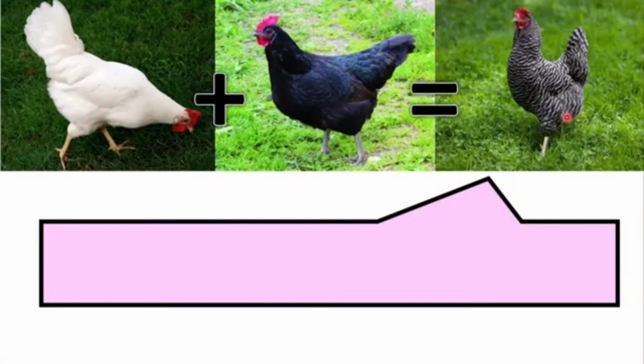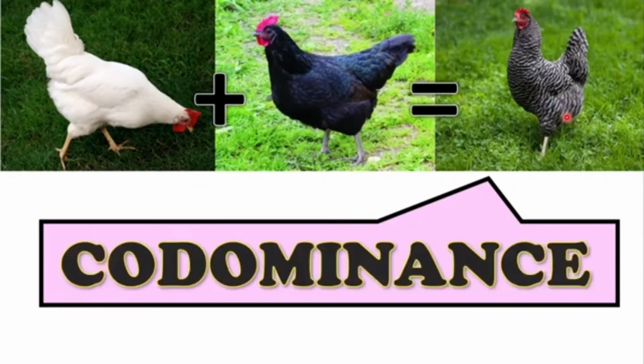That's right. Next, we have here white chicken mated to black chicken. The result is checkered chicken. As you can see, what is this type of inheritance? This is what we call, that's right, codominance. Because both alleles are expressed equally. As you can see in the chicken, it has white and black.